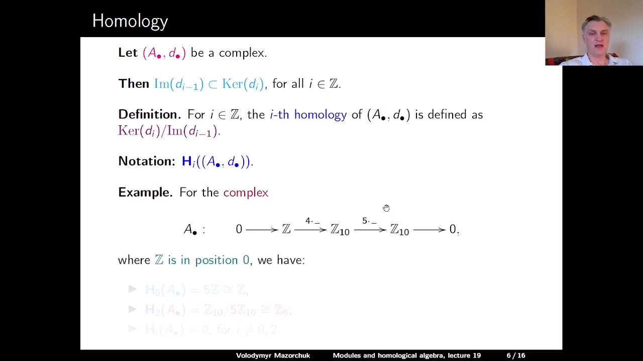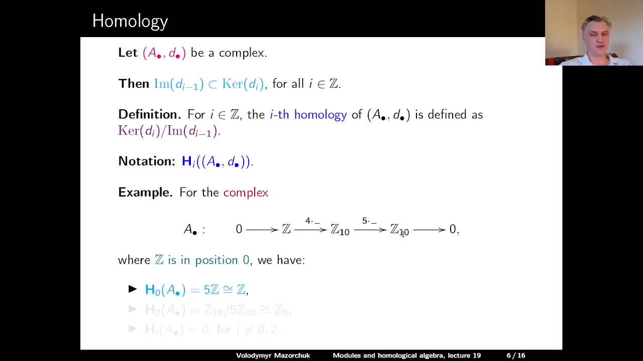For example, if you consider the following complex, so it has the following abelian groups, so all zeros, and then z, z sub 10, z sub 10, 0. And the homomorphism from z to z sub 10 is multiplication by 4, and the homomorphism from z sub 10 to z sub 10 is multiplication by 5. And here, the original z is in position 0. This is a complex because 4 times 5 is 20, and this is divisible by 10. So the composition of these two multiplications is the 0 map.